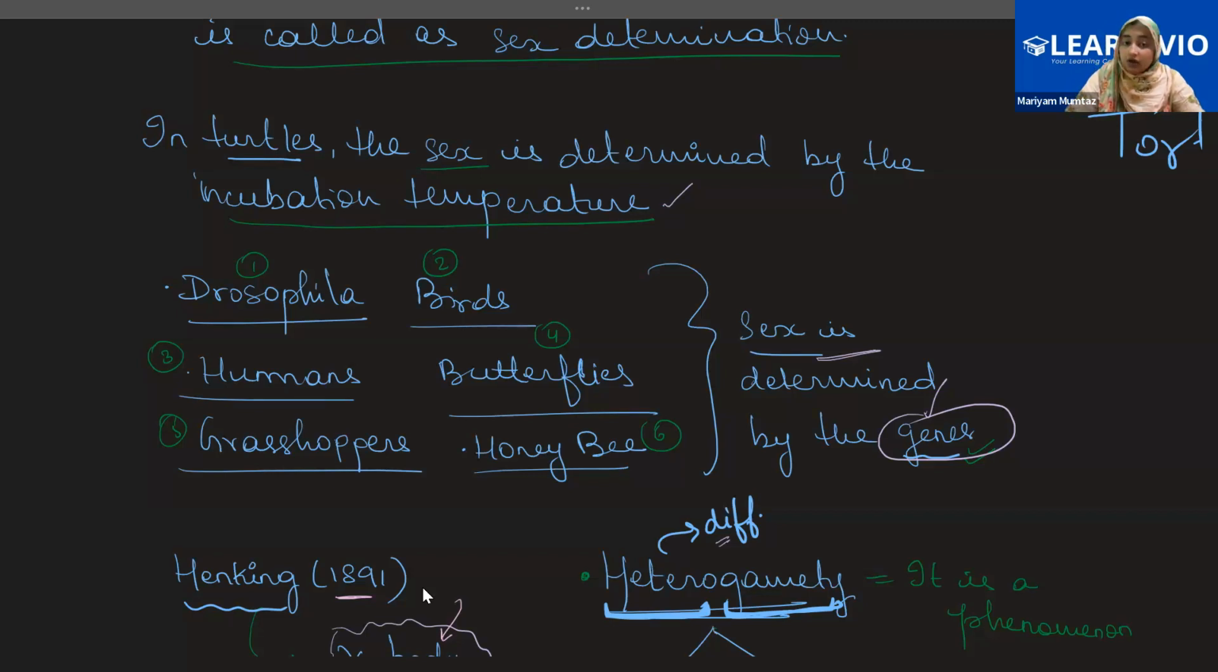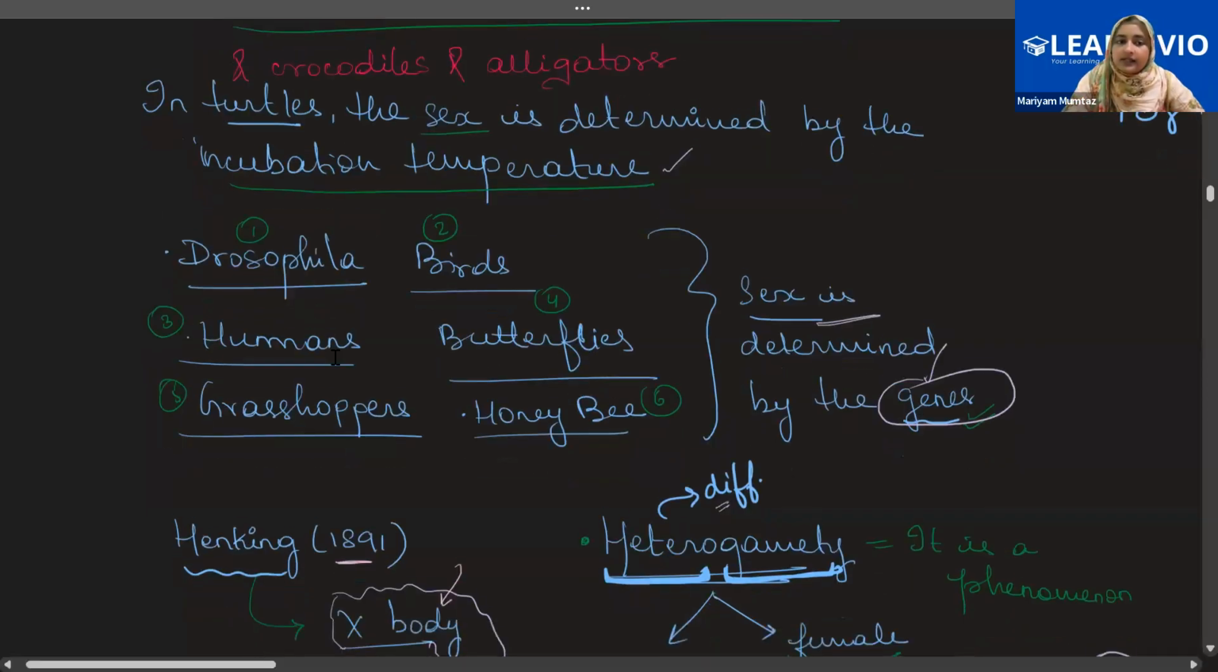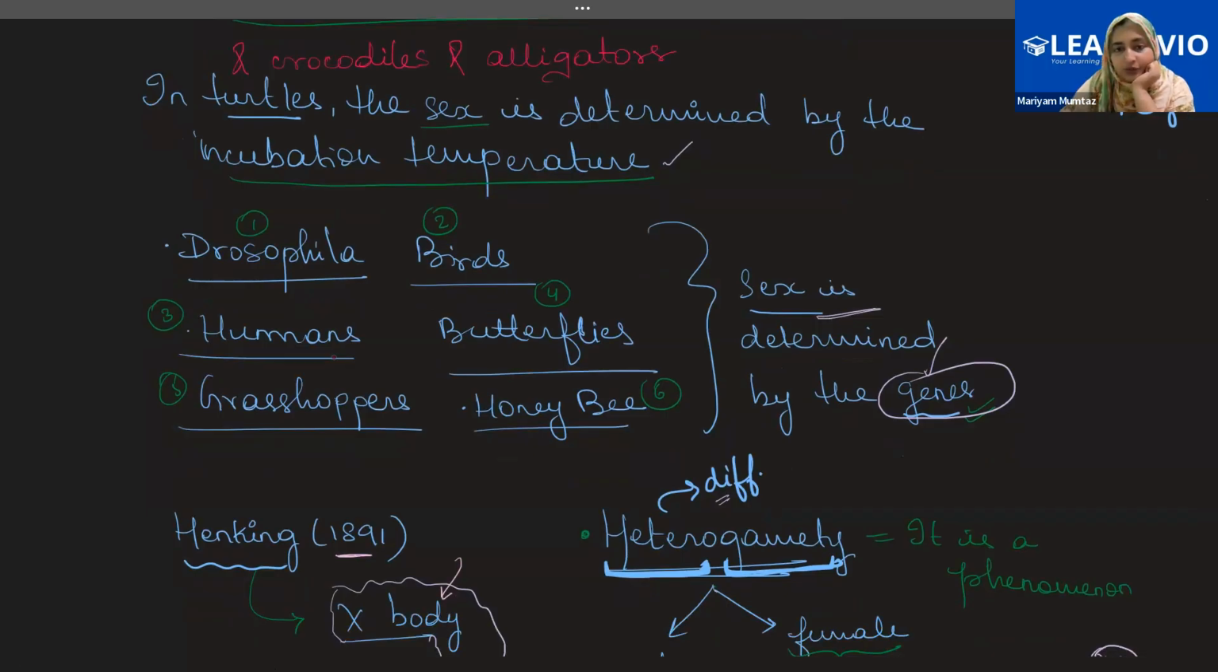Okay, so turtles, crocodiles, and alligators. Turtles and crocodiles, basically the major reptiles. Clear? All right. Now, in the case of Drosophila, birds, humans, butterflies, grasshoppers, honeybees, the sex is determined by the gene.